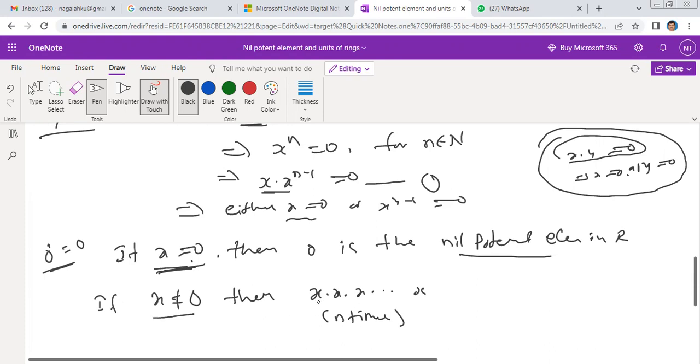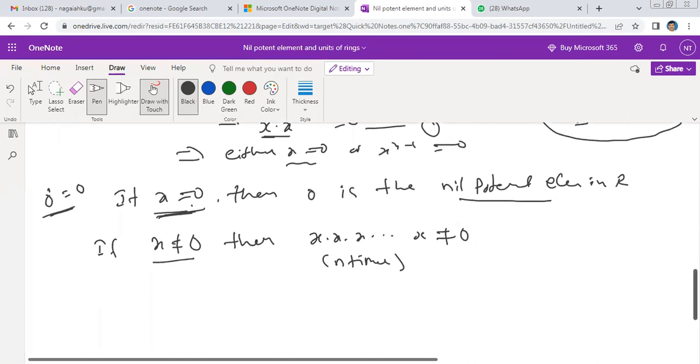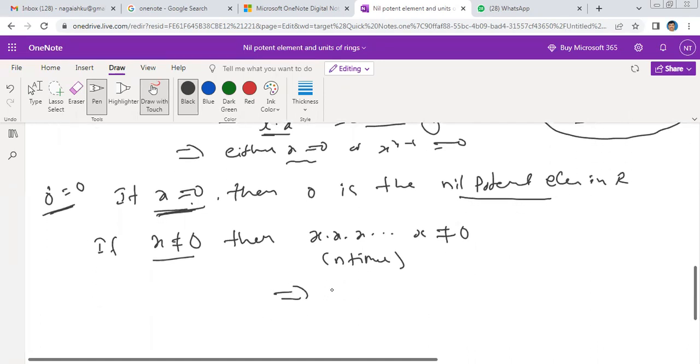x not equal to 0, x into x is also not equal to 0. The product of these n terms need not be equal to 0. Am I right? Because x is not equal to 0, their product is also not equal to 0. How many times am I taking? n times. This means x to the power of n is never 0. So if x is not equal to 0, we get x to the power of n not equal to 0.